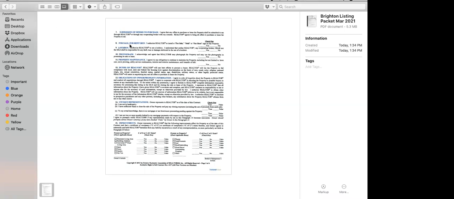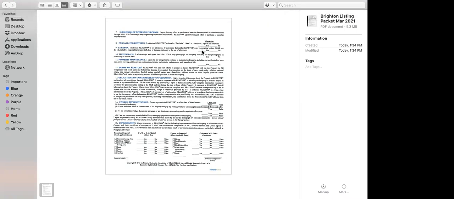We have to get permission to put a for sale sign up, a lockbox, be able to take photographs, and that they'll maintain the property.